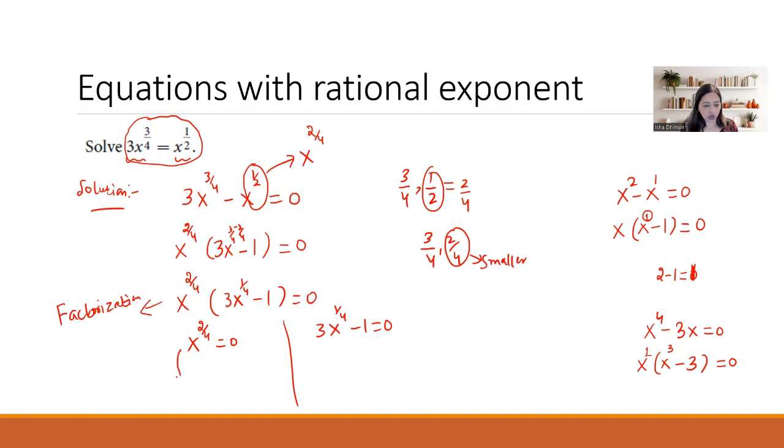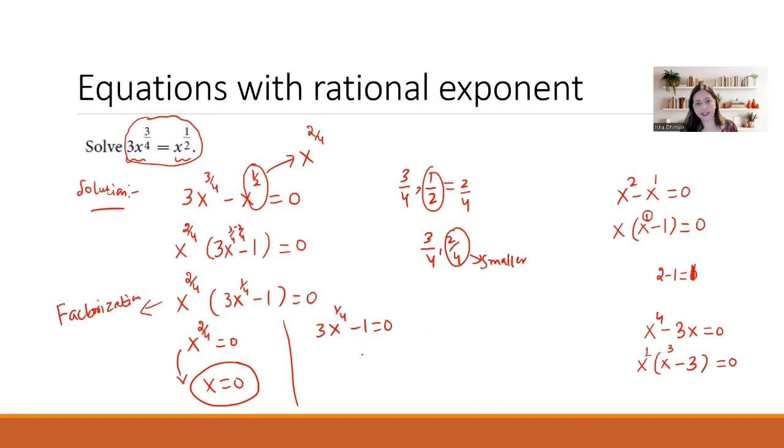So what's the solution of this? Clearly, x equals 0, because x raised to any positive power will always result in x equals 0, since there is no other number which when multiplied with itself or raised to any power can give me 0 here. So this is surely x equals 0, the solution coming from this factor.